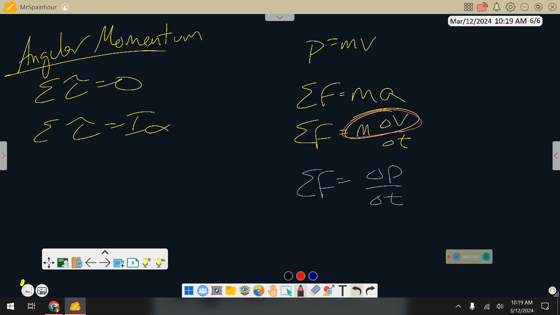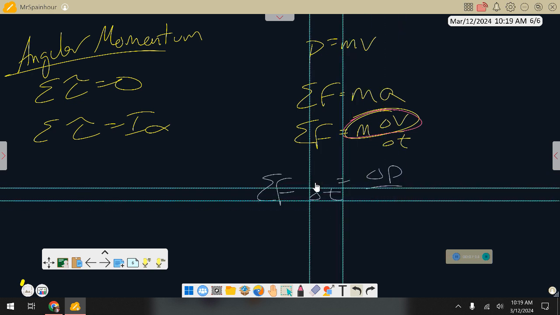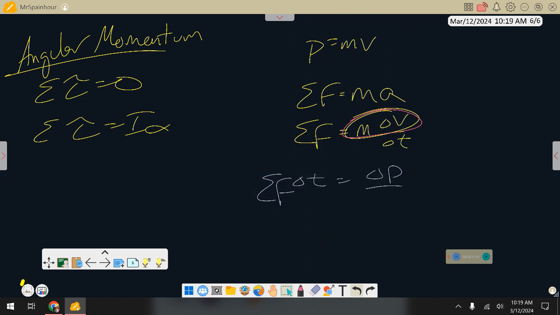Now, you might not be used to this equation, but if I just simply take a couple of these things and just move them around, do you recognize it now? That's the impulse momentum theorem.